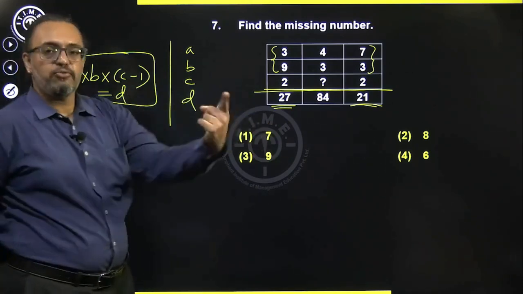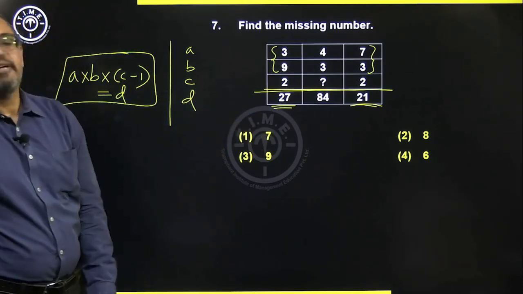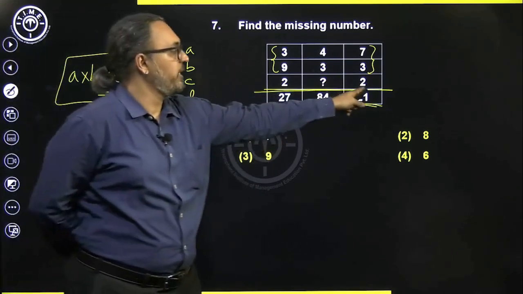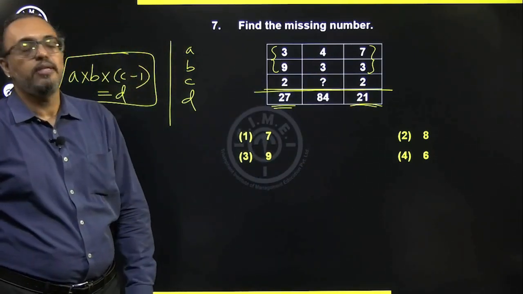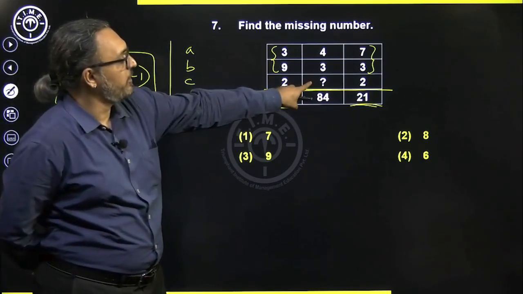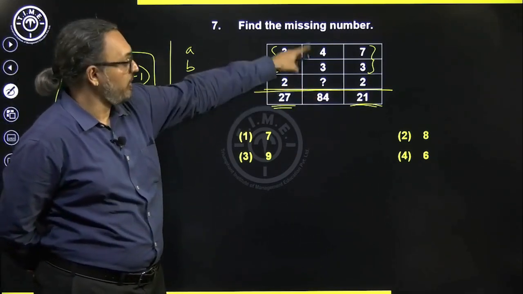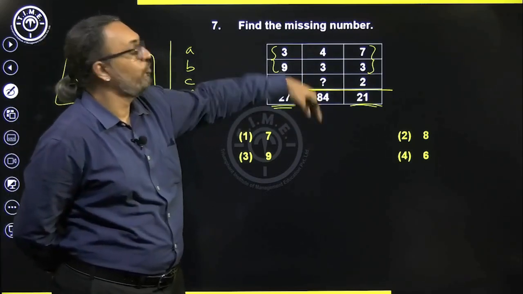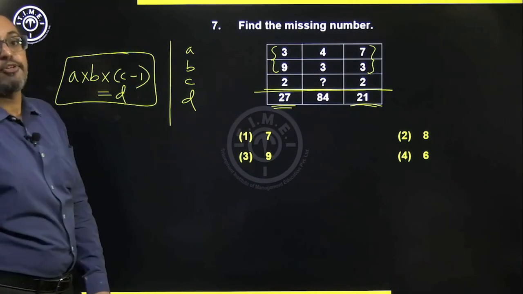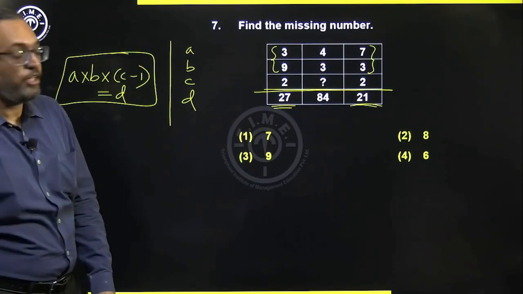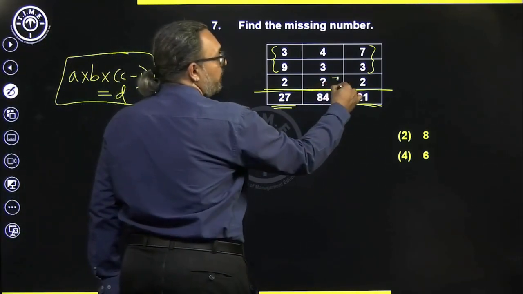Because 2 minus 1 is 1. So multiply 27 with 1 is 27. Same way 2 minus 1 is 1. So multiply that gives you 21. So what should I have as number so that after doing minus 1 I will get 84? So right now how much is it? 4 into 3 is 12. So 12 multiplied by how much is 84? 7 times is 84. That means this question mark should be 7.